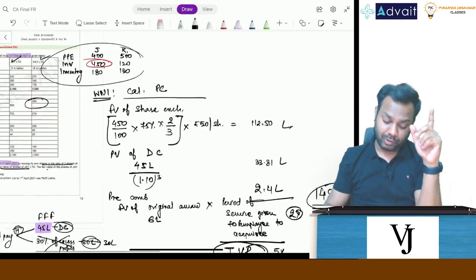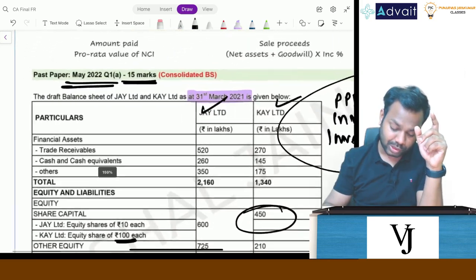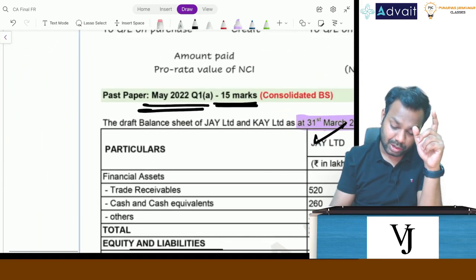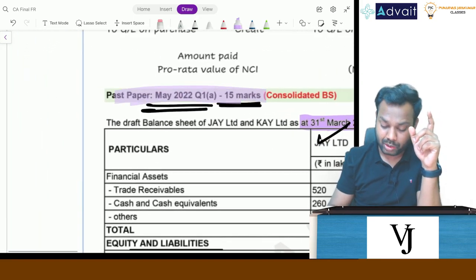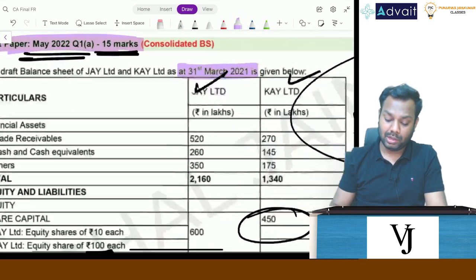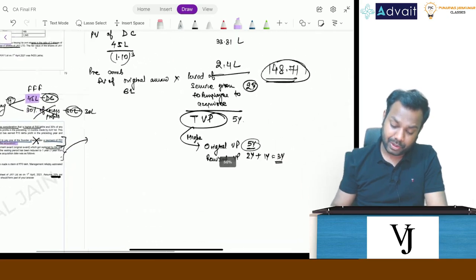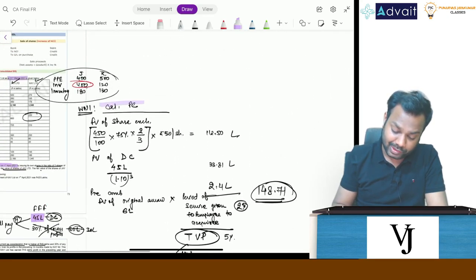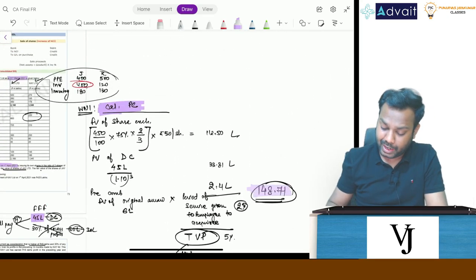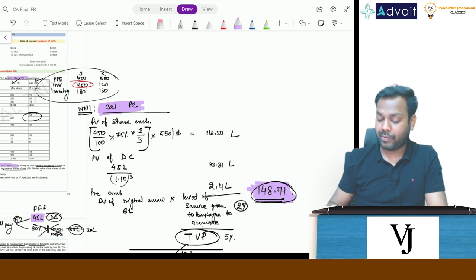Guys, those of you who are not able to see the question, this question is from May 2022, question number 1A, 15 marks. So you can refer to the question from there as well. The value of the purchase consideration is 148.71. I hope that is clear to everyone.